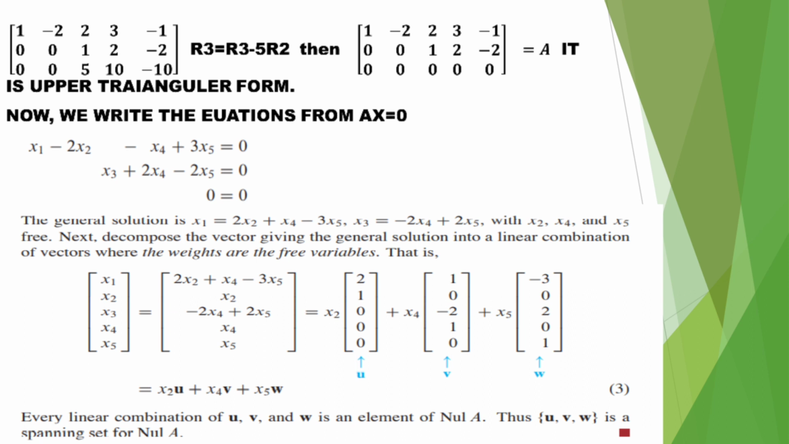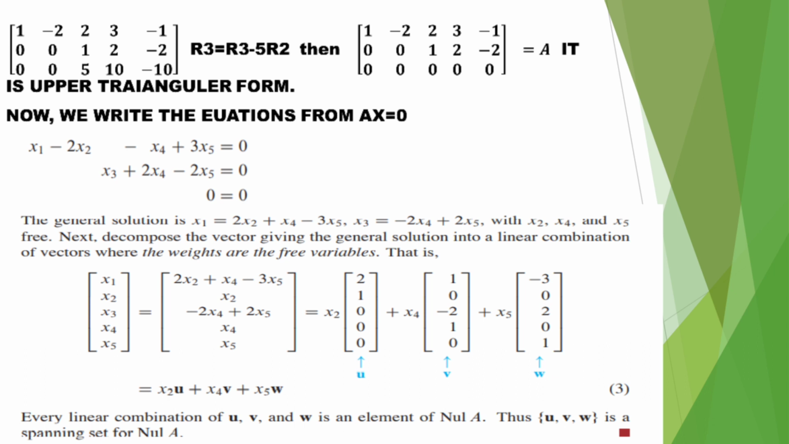So now again we write the equations from Ax equal to 0. It is the A, and what is X? X is x1, x2, x3, x4, x5. Five columns are there in matrix A, so we will take five variables. So Ax equal to 0 bar, then we get the equations x1 minus 2x2 minus x4 plus 3x5 equal to 0, and x3 plus 2x4 minus 2x5 equal to 0 bar.